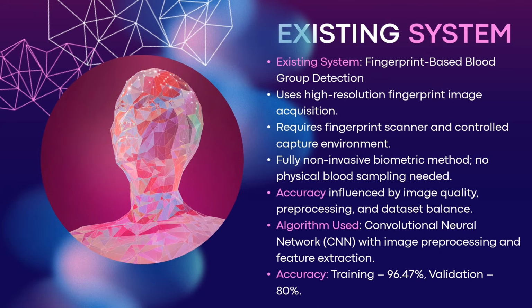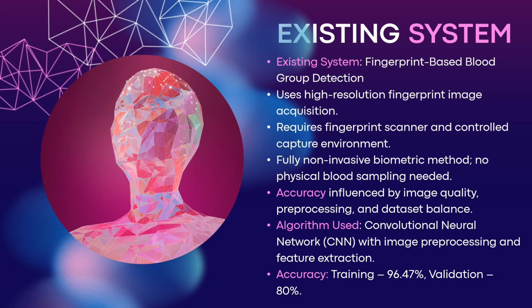Let's move on to the existing system. As we mentioned earlier, the fingerprint-based blood group detection is the existing system. It requires a high-end finger imaging device, which requires high cost. Also, it's not a fully non-invasive method. Okay, some blood group detection methods need your blood sample also. Also, the fingerprint-based accuracy was heavily influenced by the image quality. Even if your finger pattern is not visible, your blood group data may be inaccurate. So it heavily depends upon the image quality.